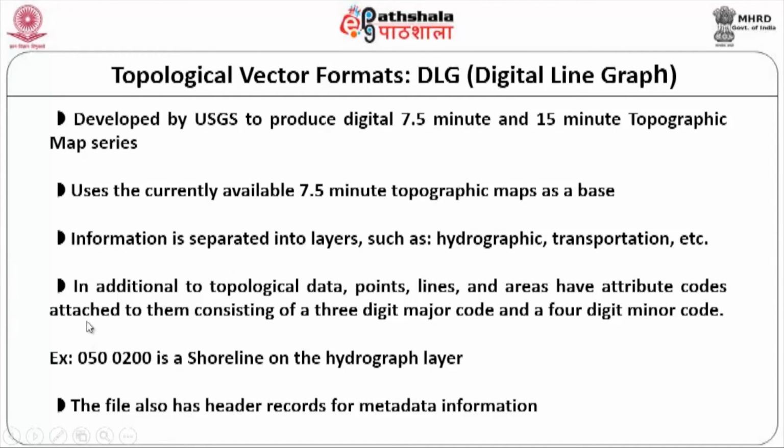You can use that. In addition to the topological data, namely the points, lines, and area, this will also contain what is called the attribute code. That's the important aspect here. It will be a 3-digit major code and a 4-digit minor code. When you want to represent a shoreline on a water body, I'm talking hydrographic data, the shoreline will always, throughout the country, be represented as 050, 0200. So in any part of the country, where you find a hydrographic layer which contains a shoreline, it will be represented like this. Obviously, the file will have a header record for your metadata information. So that's your shoreline.